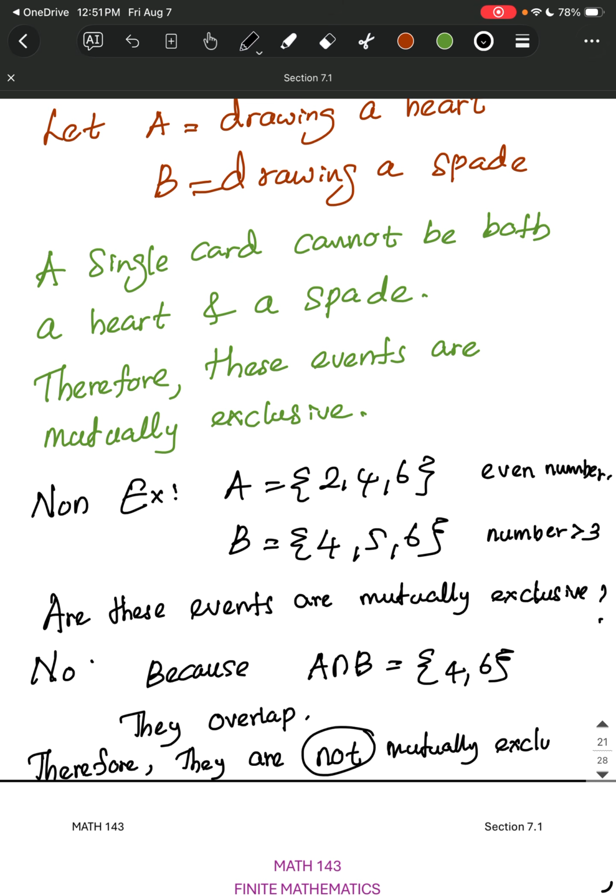Okay, then mutually exclusive does not mean unlikely. It means the two events cannot happen together.